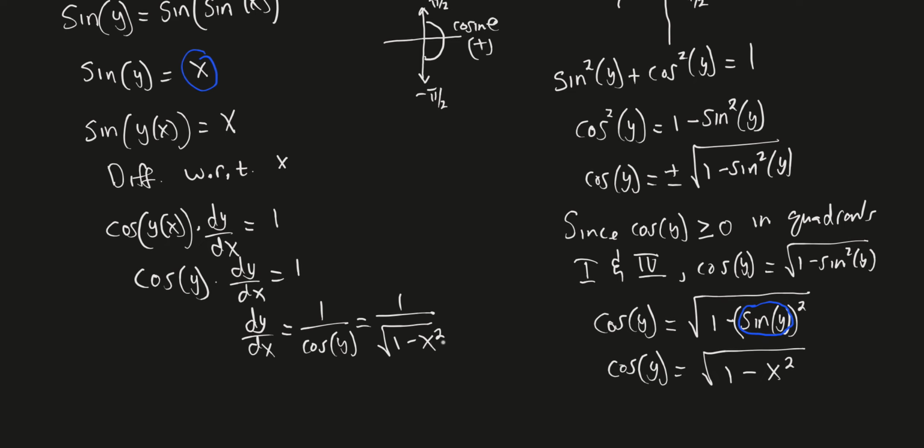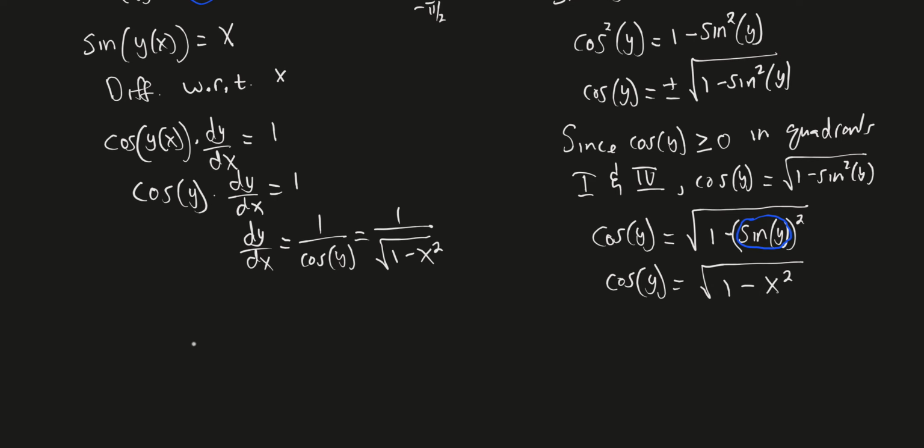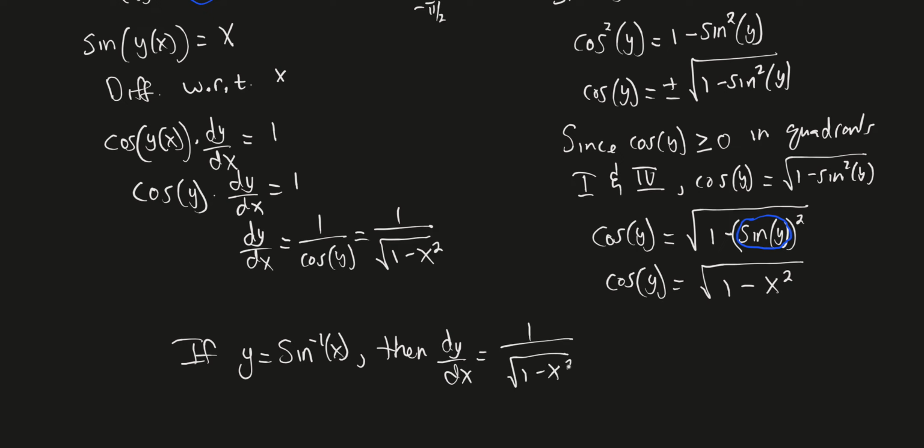All right, so let's write it down. As always, let's do our little summary. If y is arcsine of x, then its derivative, dy/dx, is 1 over the square root of 1 minus x squared. Now, I stated the domain earlier, but let me state it again. For the function, its domain is all real numbers between and including plus or minus 1.